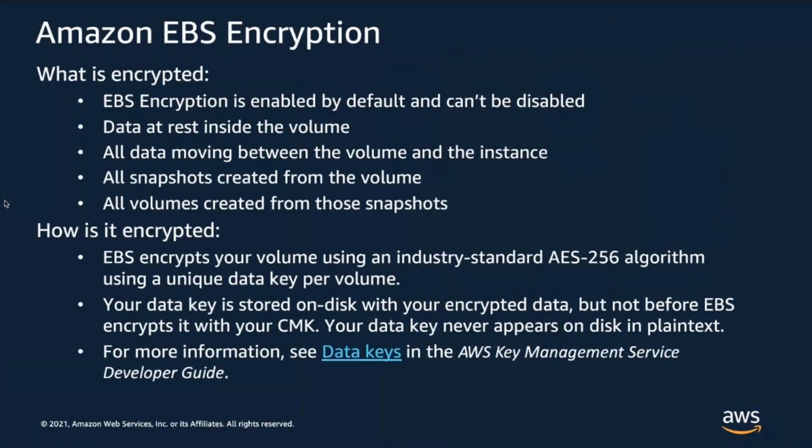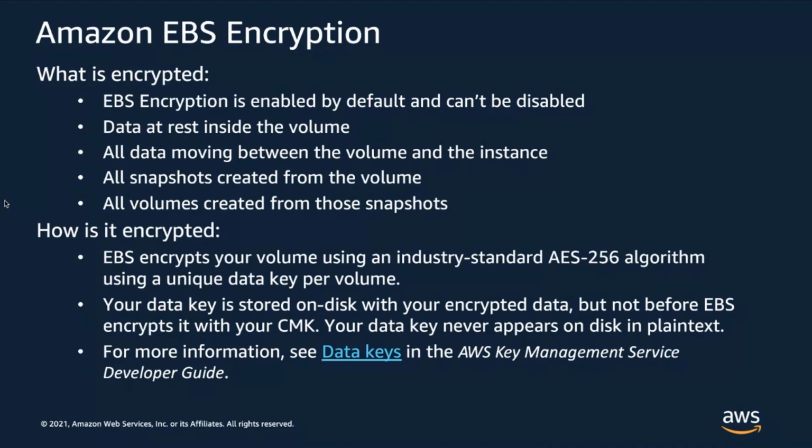Now let's talk about how the keys get used. With EBS, encryption is always enabled by default, and it actually can't be disabled. You do have control over what key gets used, what CMK gets used. Data is always encrypted inside the volume. All the data moving between the volumes and the instance is encrypted. Any snapshots created from those volumes are encrypted, and any volumes created from those snapshots are encrypted.